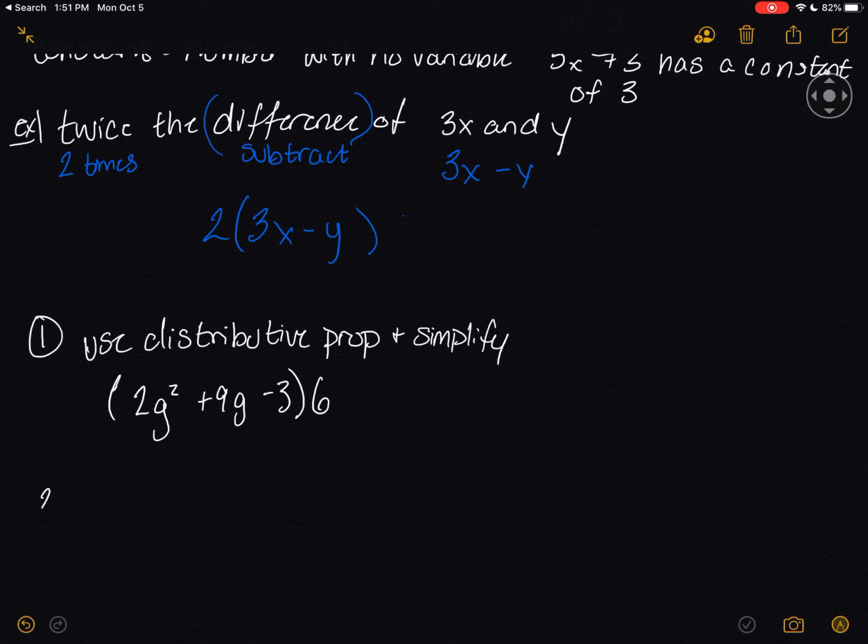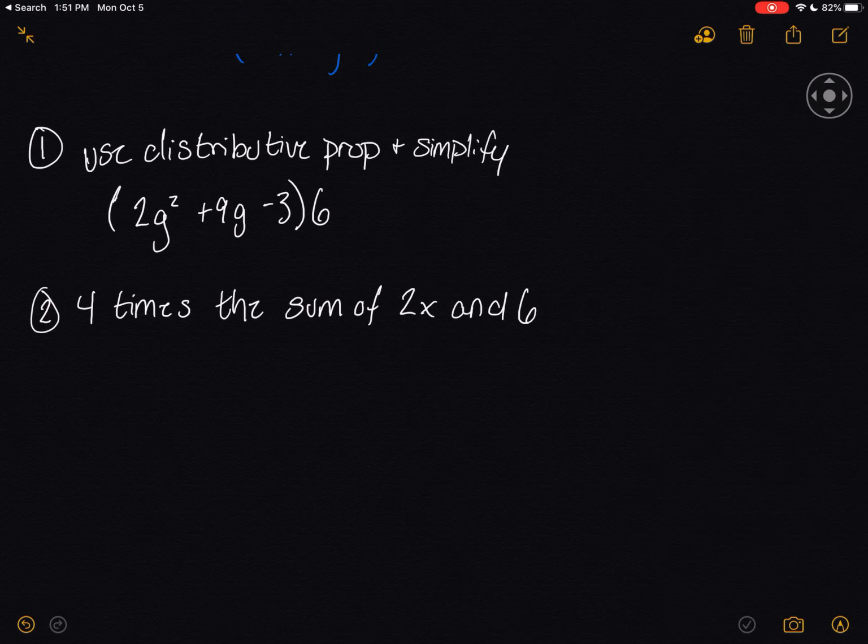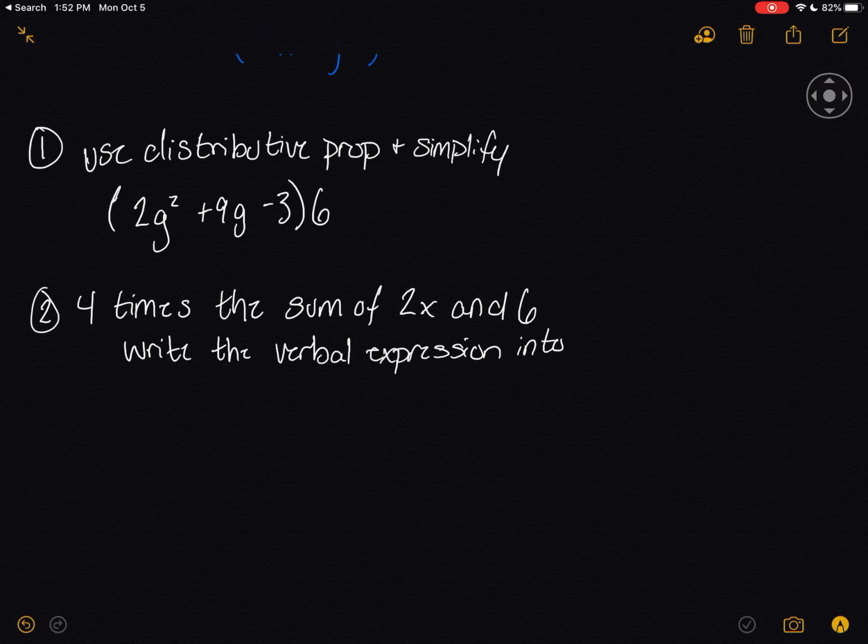And our second one is going to be 4 times the sum of 2x and 6. And you're going to write the verbal expression into a numerical one.